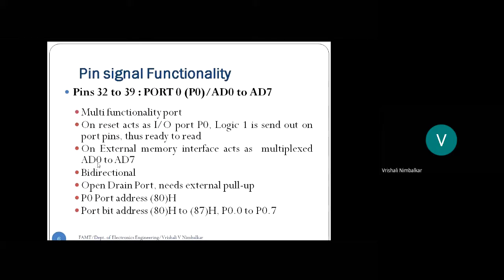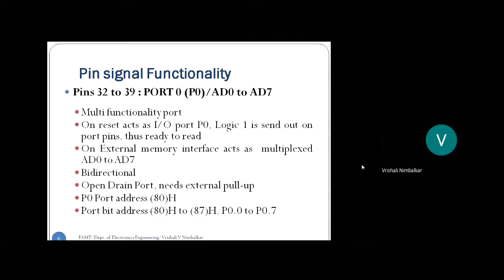When we are using it as D0 to D7, data lines, correct? Whenever that port behaves as data lines, we say the port is bidirectional. Are you getting me? Because if you remember the control signals, we have address lines, data lines, control lines.